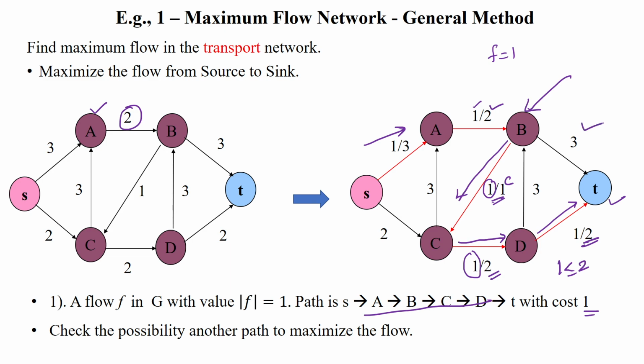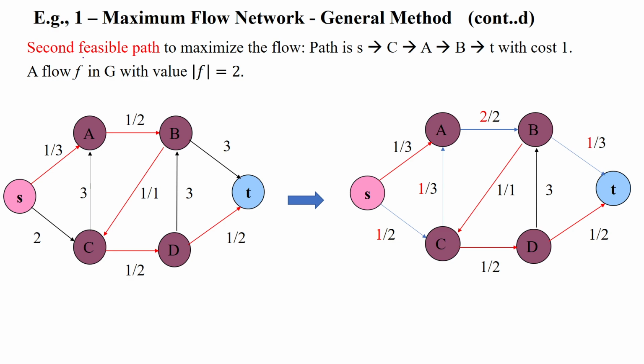I can take B to T, right? Yes, you can consider this path also. In my perspective, I am using this B to C, C to D, D to T. If you want to use directly B to T, you can use that. That is also a valuable path only, right?